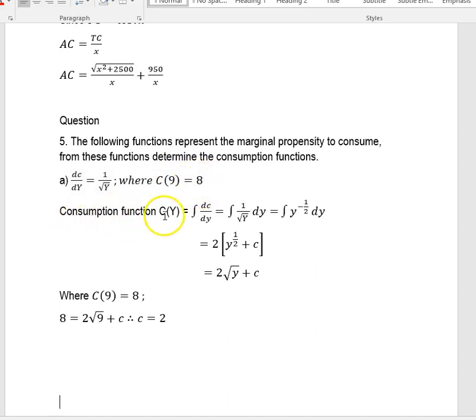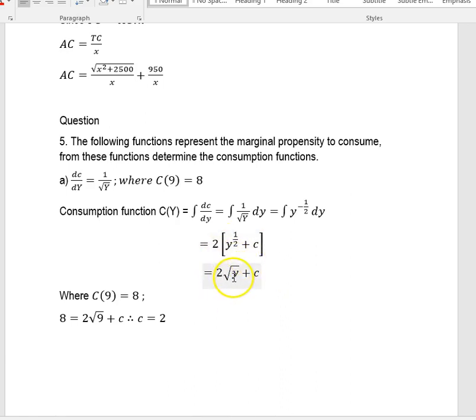And also, let's see how to determine the consumption function. It means I have to integrate that, and that's what I'm doing here with respect to y. I will take this to the power of half, and I will move it back up to become a negative power so I can integrate easily. If I integrate that, you add 1 to that, it becomes half, divide by half, it gives you 2 into bracket y to the power of half plus c. That is your function. You can put it back to the root of y.